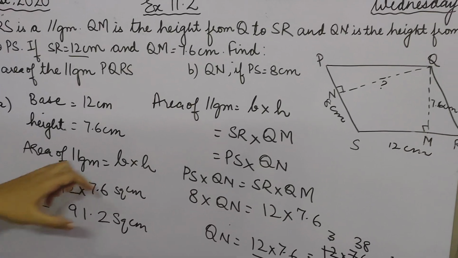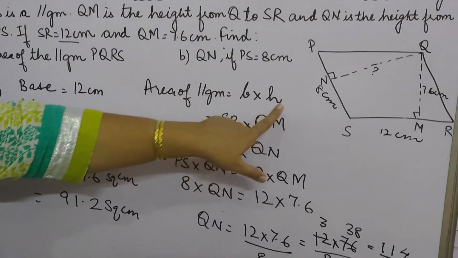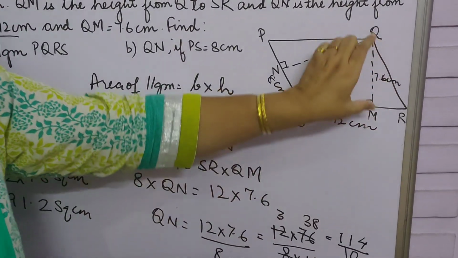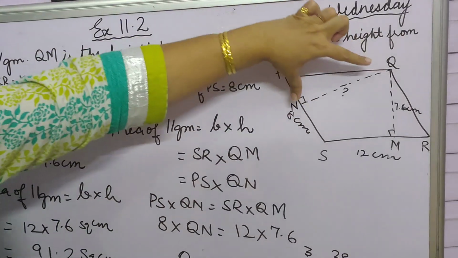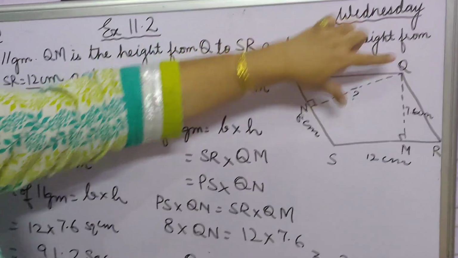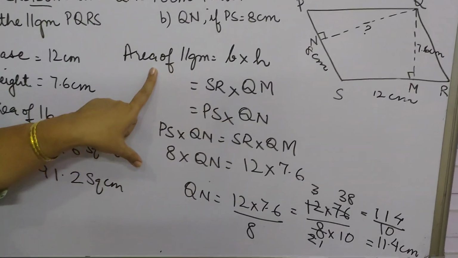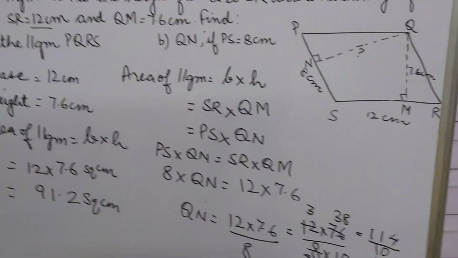So here we have used that area of parallelogram is equal to base into corresponding height. If you have taken this as base, QN will be taken as height. If you are taking PS as base, then QN will be taken as height. These two should be equal because the parallelogram is the same. Now cross multiply and find out the value of QN.